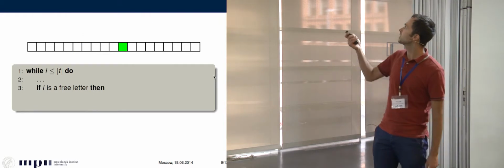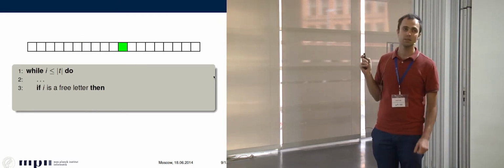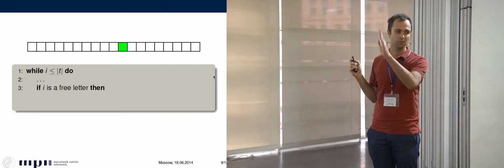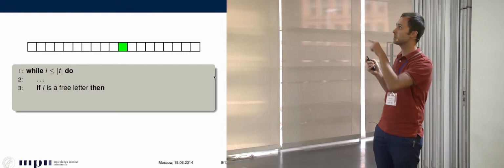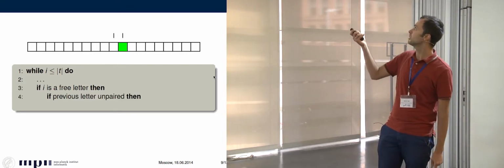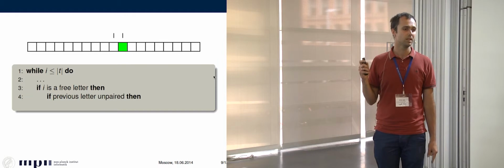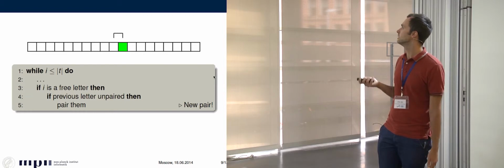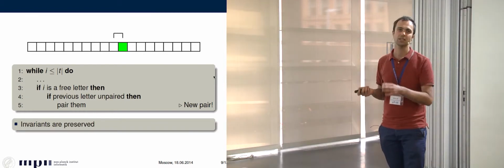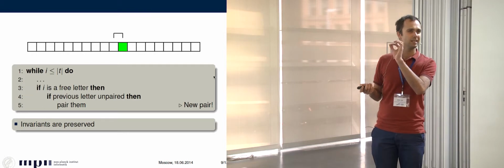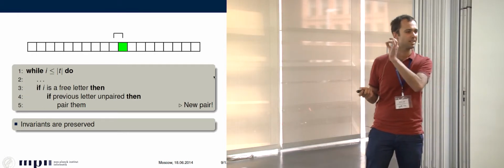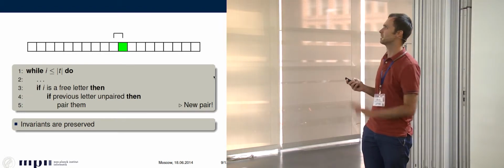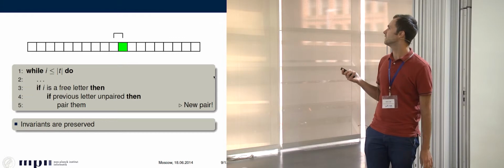The other case is that this letter is a free letter, which could also be a free letter which we just popped from the factor. If we pop it from the factor, then we also run this part. And if it's a free letter, then we check whether the previous one is unpaired. If it's unpaired, then we pair them, because there's no other way what we can do. And that's all. You can easily check that the invariants are preserved. There's one case which I omitted, and I lied a little bit, but it's technical, but fixable. One case is missing, but I wouldn't like to explain it in too much detail.